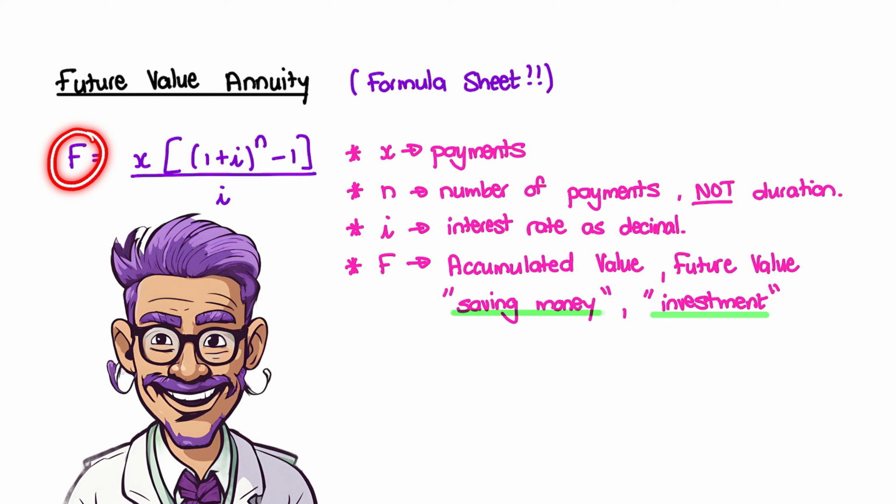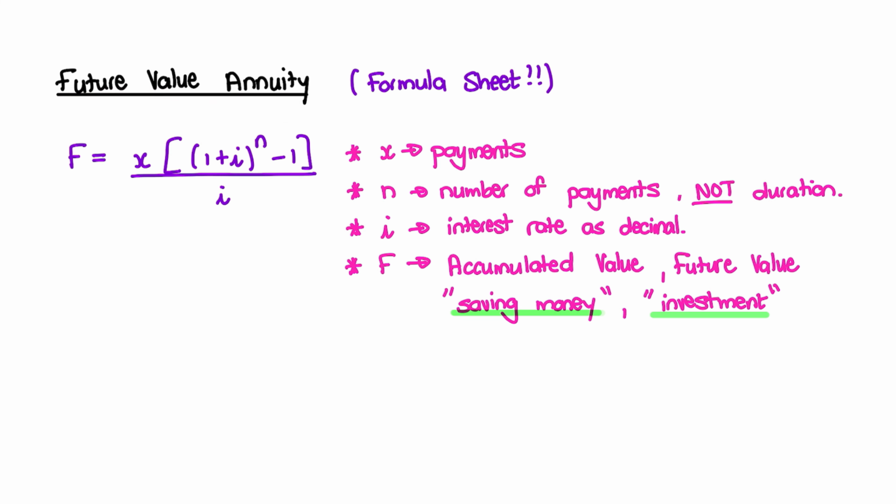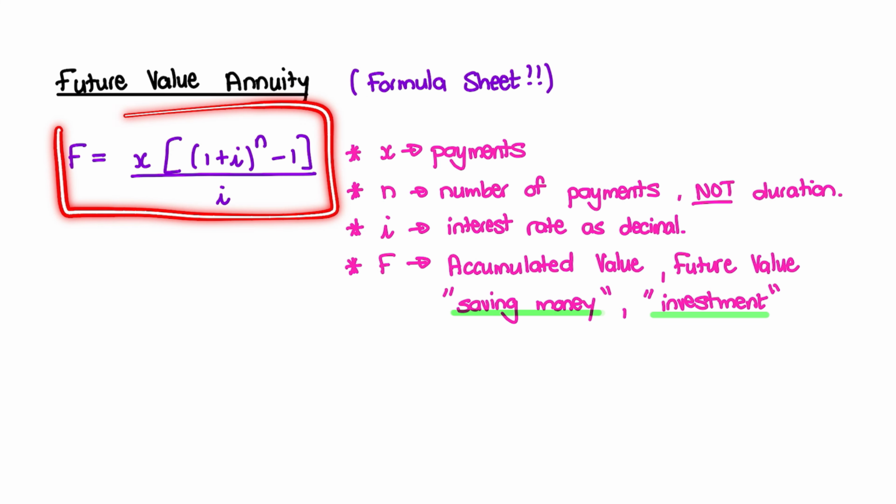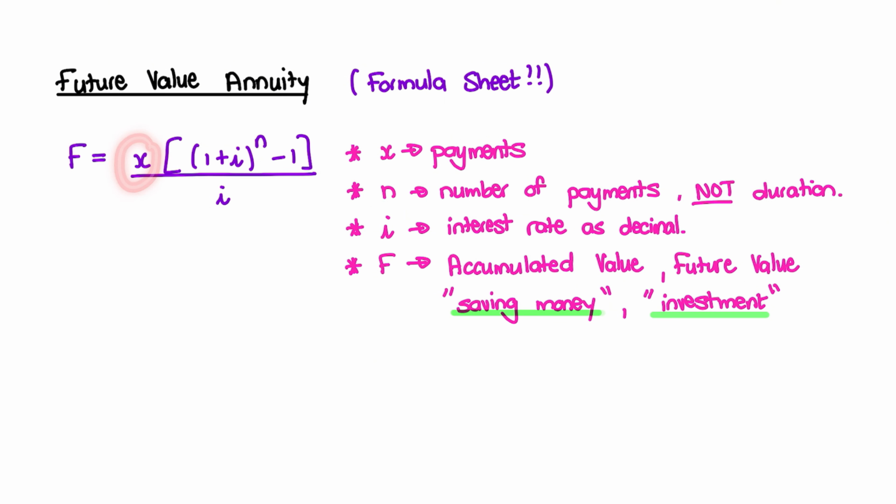Welcome to Mathenatic. In this video, we'll discuss the properties of the Future Value Annuity for grade 12 mathematics before we move into practical examples. The first thing that I want you to know is that the Future Value Annuity can be found on the formula sheet. And the formula is F equals X, and in brackets we have 1 plus i to the power of n, minus 1, over i.